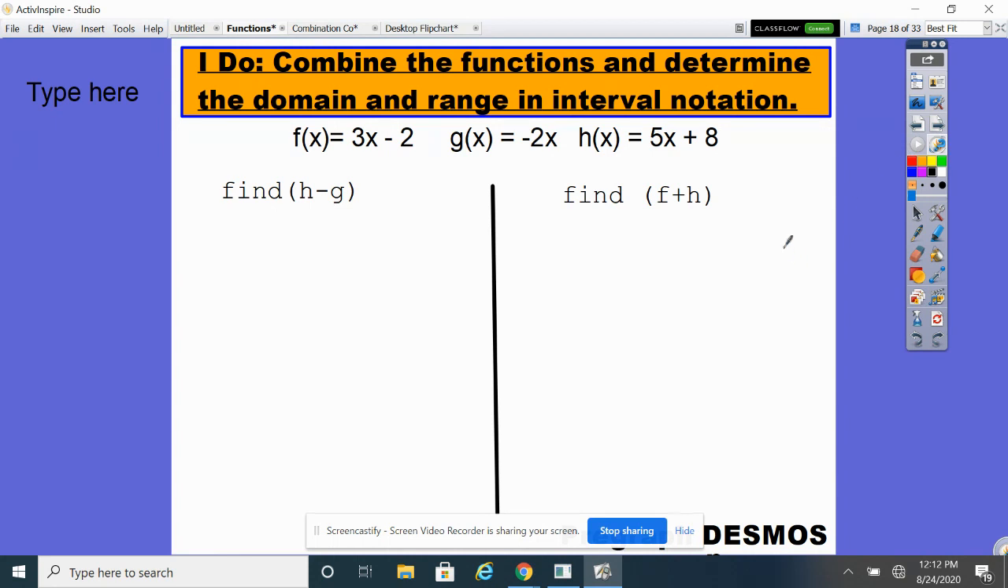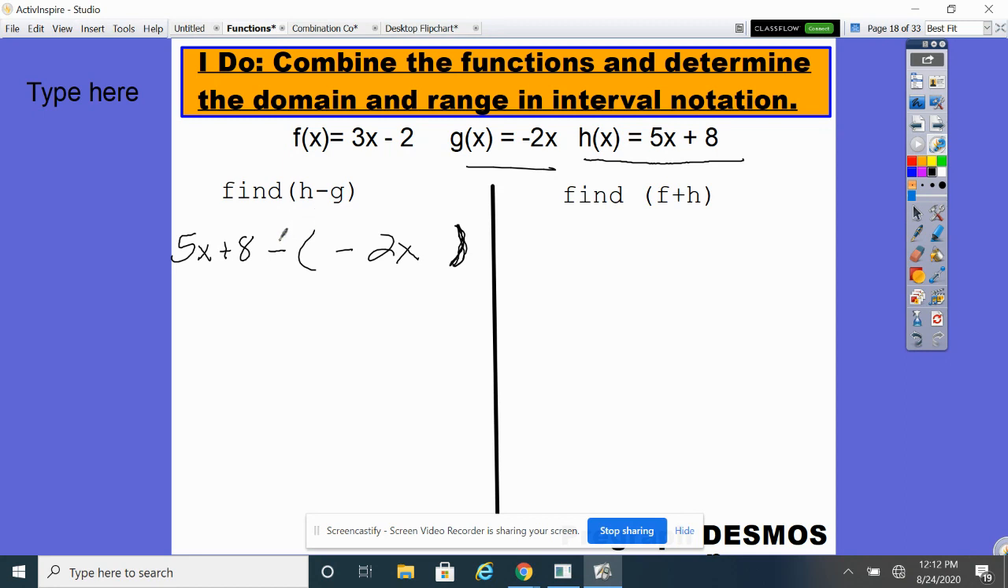Let me review real quick on how to add and subtract functions. We're actually going to take this a step further, add a third function. Remember, you want to always write these in order, h minus g. So what was h? Up here at the top, they tell us h was 5x plus 8. Minus, whenever you write the minus sign, that means the next function has to be in parentheses. The next function, according to what they say, is g. So g is -2x.